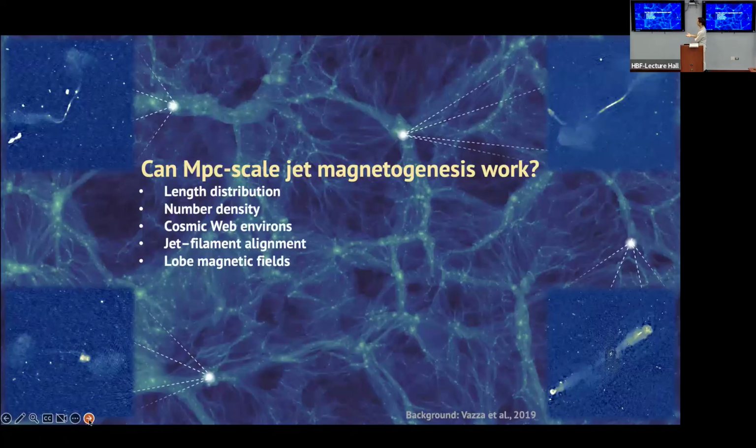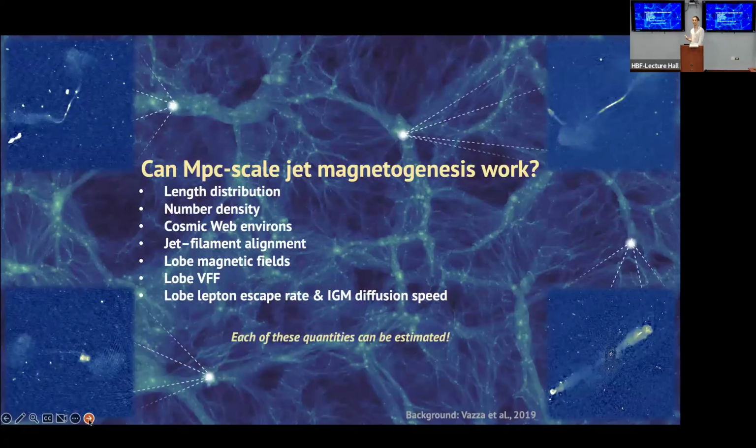You want to know what the magnetic field is in those lobes. You want to know the volume filling fraction of those lobes, how big they are. But also you want to know, is it possible for the particles in the lobe to actually escape and attain a much larger volume filling fraction of the void? And what kind of speed of diffusion is associated with that? The good news is that each of these quantities can be estimated, and we have observational estimates for almost all of them now.